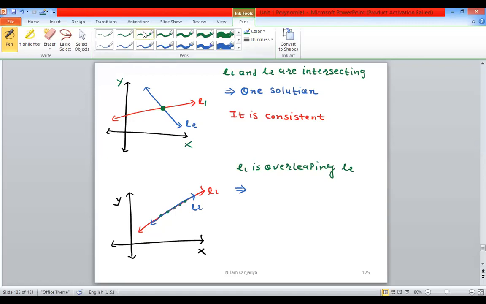So they are not countable. So it has infinitely many solutions.